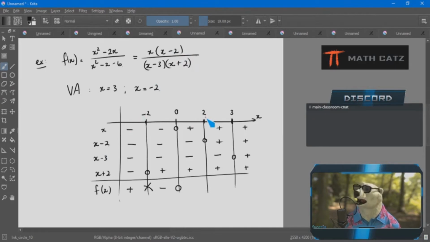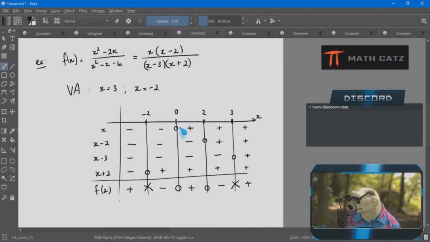Then between 0 and 2 for x, next interval, I have 2 negatives, 2 positives. The answer will always be positive. I don't know how much it is. I don't care. At x equal to 2, the x minus 2 bracket is 0. It's in the numerator. It makes the whole thing 0. For the interval 2 to 3, I have 1 negative, so my answer will be negative. At x equal to 3, this bottom bracket is 0, making the whole thing undefined. And for the interval 3 and up, all positive numbers will create a positive answer.